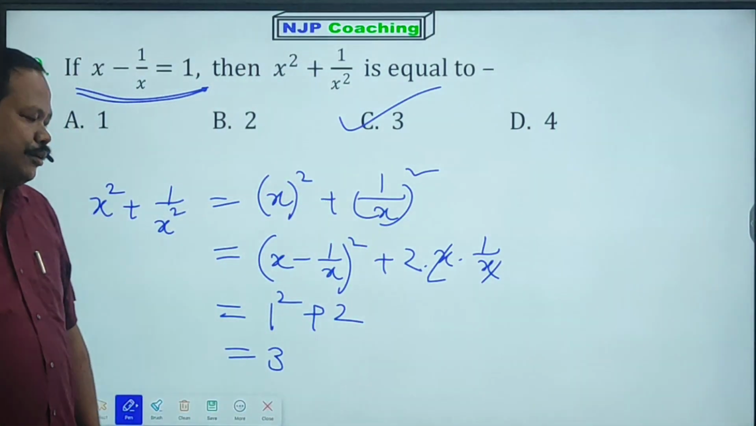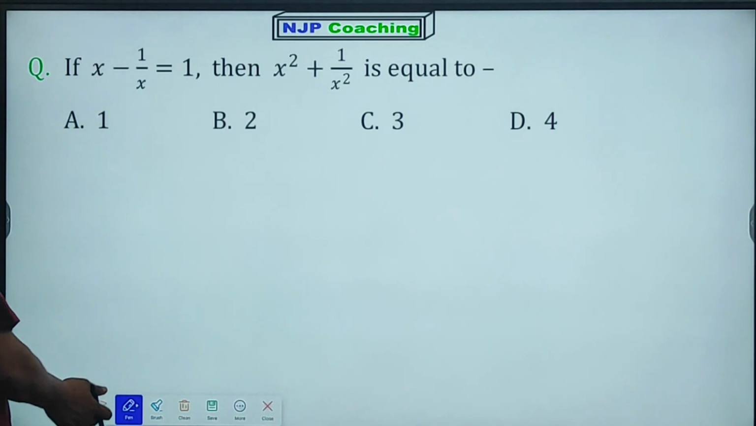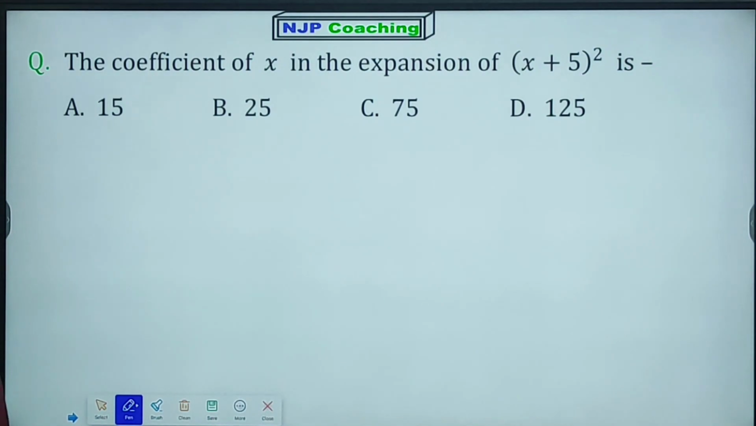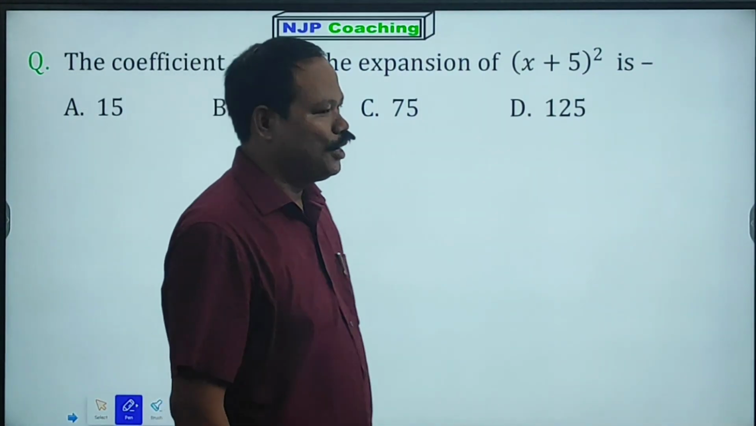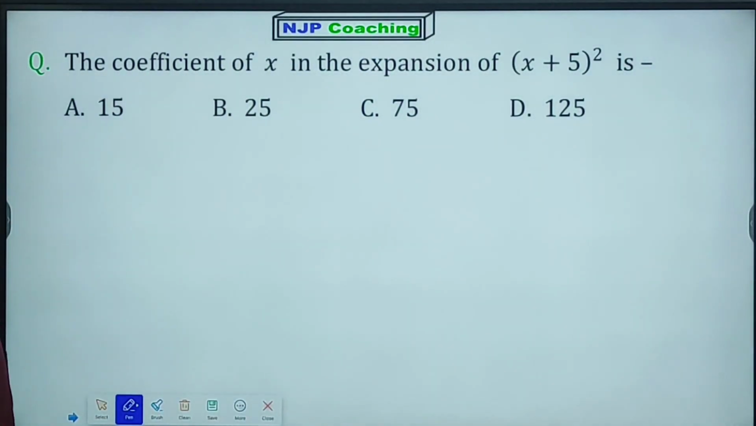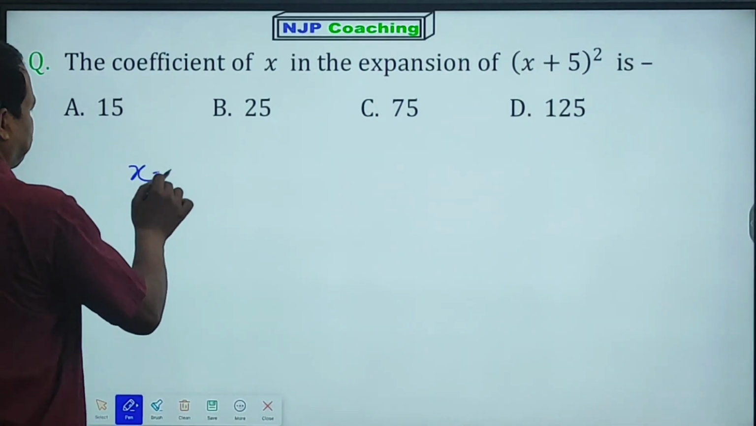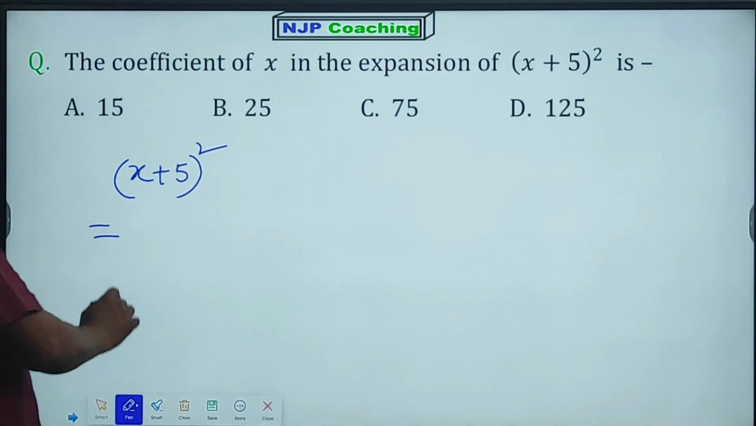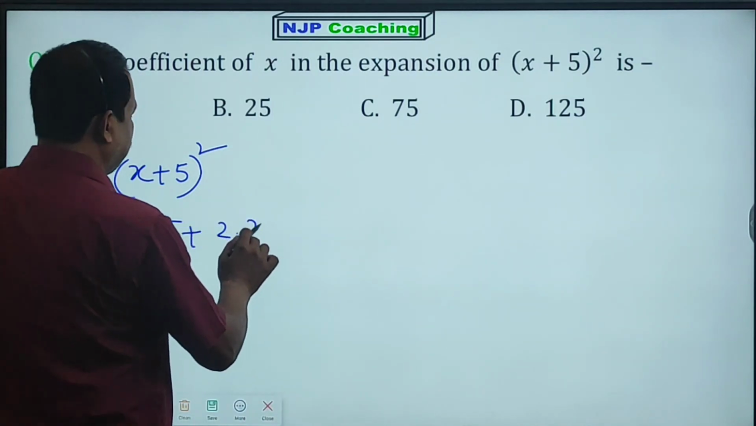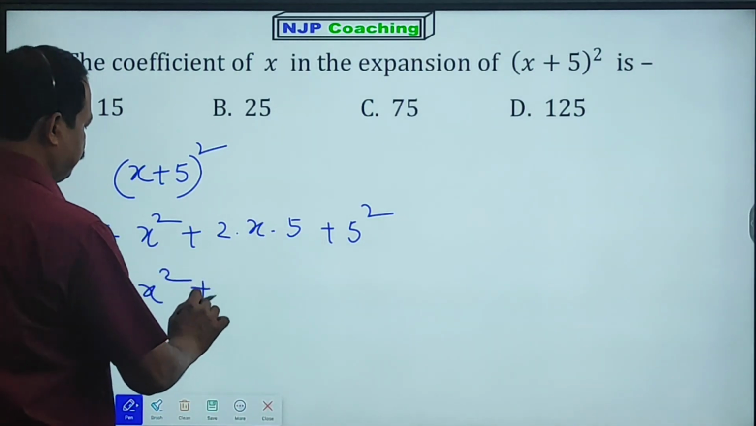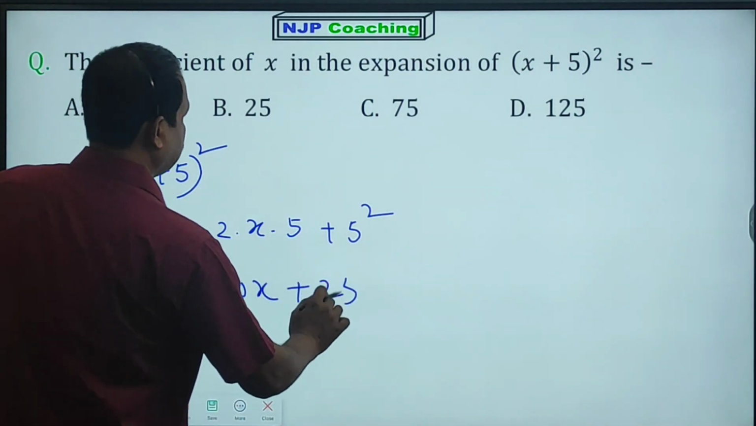Okay? Good. Now, next question. The coefficient of x in the expansion of (x plus 5) whole square is. Simple question, anybody can do. Coefficient of x. So what is (x plus 5) whole square? We have to find out first this one. x square plus 2 into x into 5 plus 5 square. And what is the result? 10x plus 25.